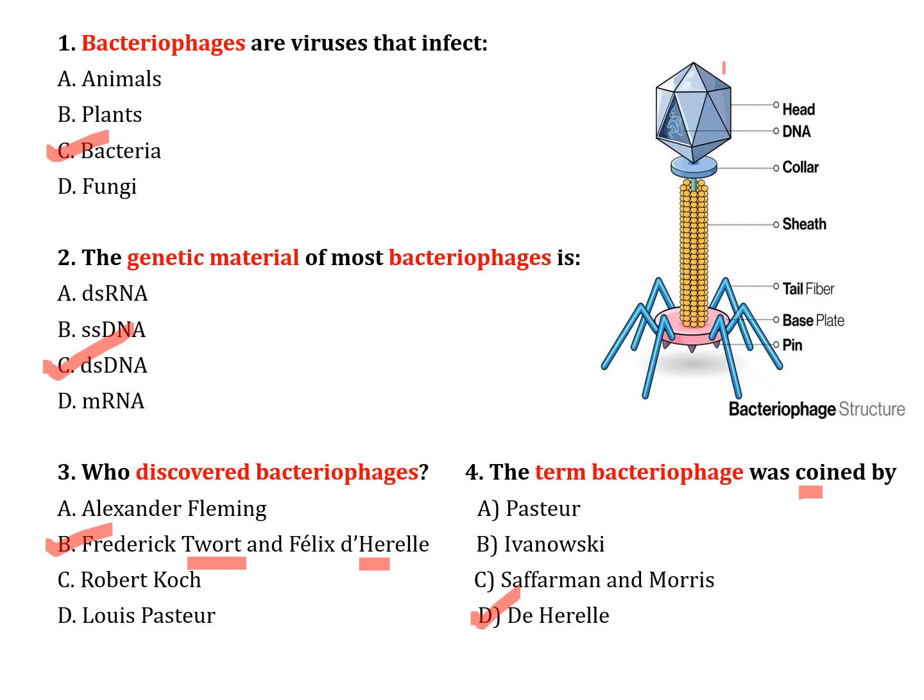This is the structure of a bacteriophage. This is called head or capsid. Inside this, the genetic material double stranded DNA is present. This is DNA. Then this is called collar and this is called sheath. And these are the tail fibers. Mainly 6 tail fibers are present. And this is called base plate. And these are the pins.